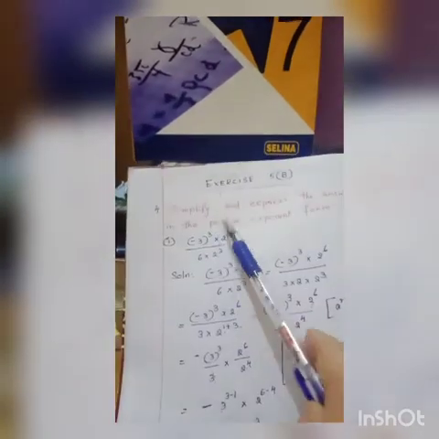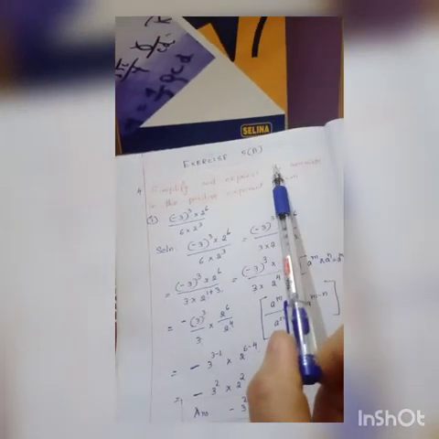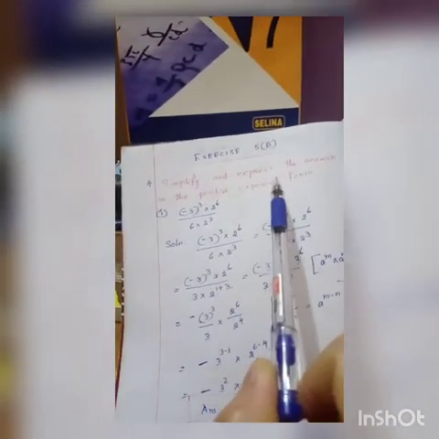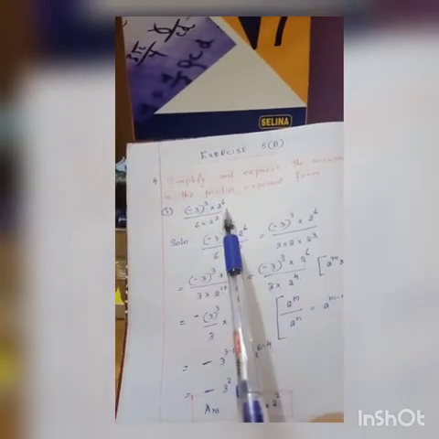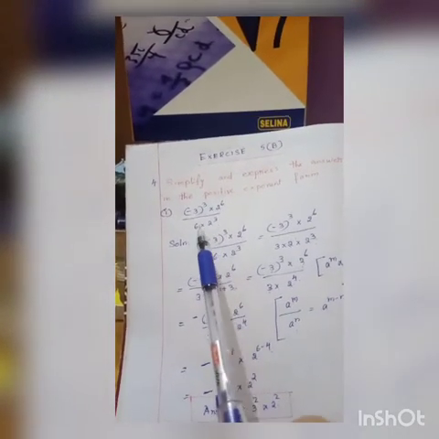Dear students, today we shall discuss exercise 5b. Question number 4. Simplify and express the answer in the positive exponent form. Question number 1. (-3)^3 × 2^6 all by 6 × 2^3.